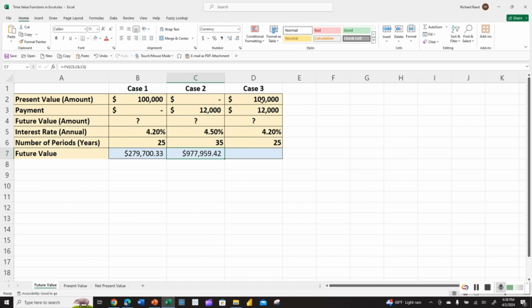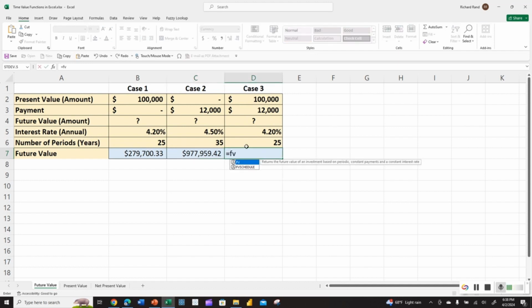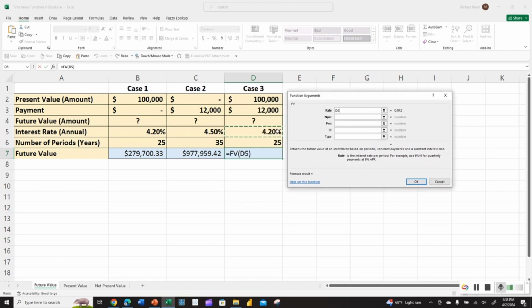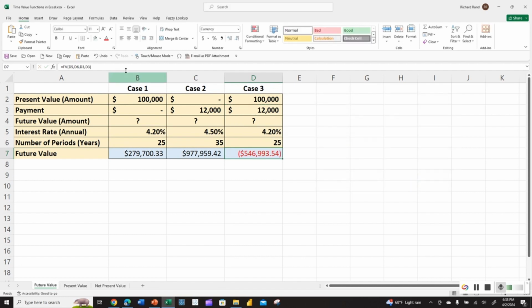Now, in this last case, we've actually got two things. We've got $100,000 present value we're going to invest, and then we're going to invest $12,000 a year for 25 years at 4.2%. And in this case, we'll actually use all of the features of the future value function. We're going to put in the rate at 4.2%, which is in cell D5. We'll put in the number of periods in cell D6, and we'll put in the payment in cell D3, and we'll put in the present value in cell D2, and it'll compute all of that for us and adds up to $546,000. Again, I didn't put the minus sign in front.